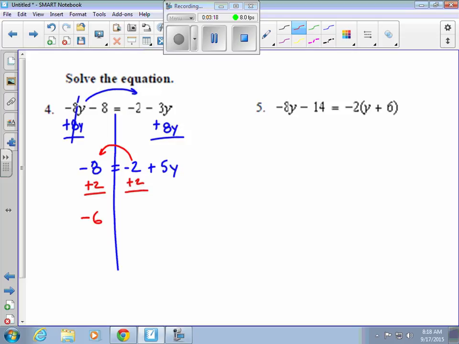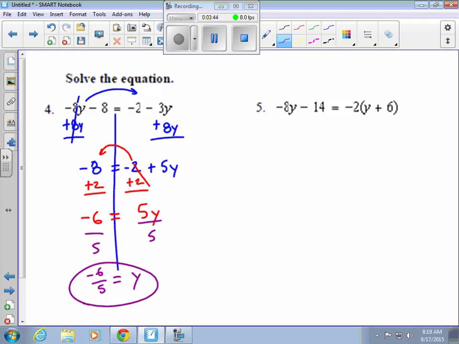Negative 8 plus 2 is negative 6, is equal to, after this cancels out, 5y. In order to get y by itself, divide by 5 to cancel out the multiplication. Do it to this side. And y is going to be equal to negative 6 over 5. It does not reduce further than that. You could say negative 1 and 1/5. It's not necessary to do that, though.